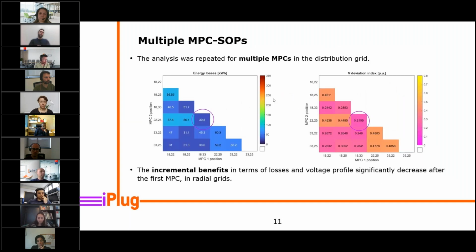We did the same analysis with more than one multiport converter, and what we found out is that after the first soft open point and multiport converter in the grid, the benefits start to be incrementally lower. So the initial one gives a lot of improvement in terms, for example, of voltage deviation reduction or losses minimization. However, as we add more into the grid, of course, their benefit starts to decrease.